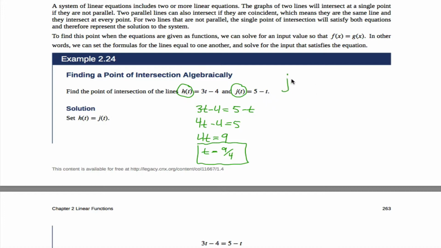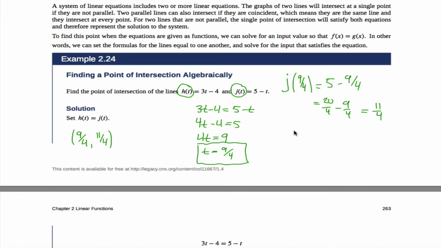You could say j of 9/4 is 5 minus 9/4. If you're a fractional kind of person, you could say this is 20/4 minus 9/4, and that's 11/4. If you preferred fractions, you could have gotten the same answers using fractions. We're done at this point. I could say they intersect at 9/4, 11/4. And if you're confident in your algebraic skills, you're good here. You're moving on. If you're not, you could check your answer.